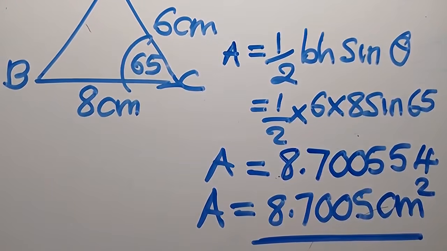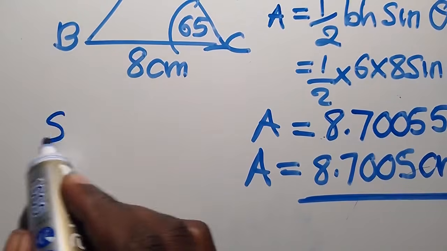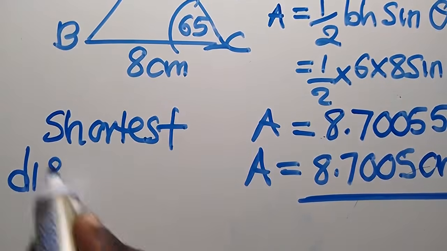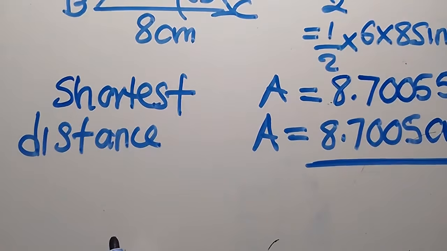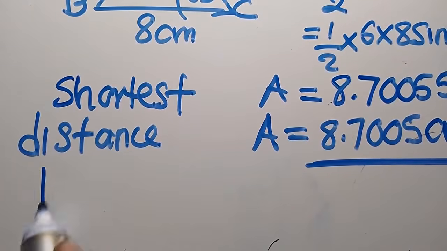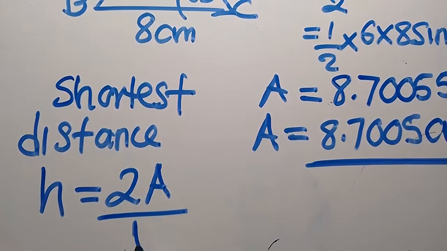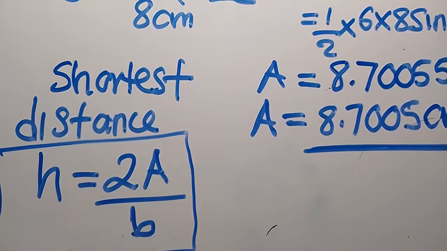So now in a case where you are told to find the shortest distance, there is also a part which is called the shortest distance. How can you find the shortest distance? This is the formula that we get to use, so make sure you understand it. The shortest distance is equal to 2A over B. This is the formula that we normally use whenever you are told to find the shortest distance.